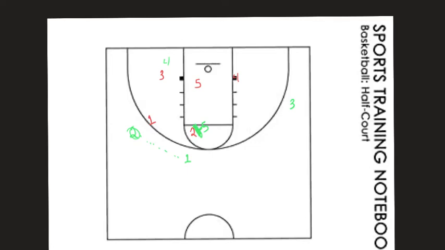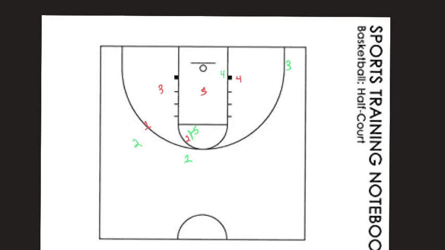And as this is happening, player number 3 is going to slide on down here to the corner position. Player 4 is going to sweep along the baseline and try to find a hole in the defense, and they're going to post up somewhere. And this is what sets our play in motion.